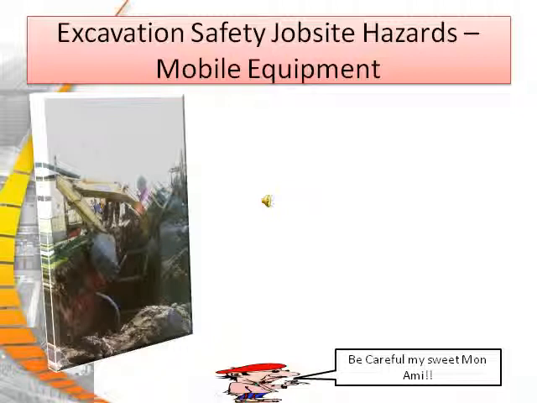Mobile equipment at an excavation site requires setting up a warning system using barricades, hand signals, mechanical signals, and stop logs, as well as grading away from the excavation. All this, of course, is also done under the supervision of a competent person.